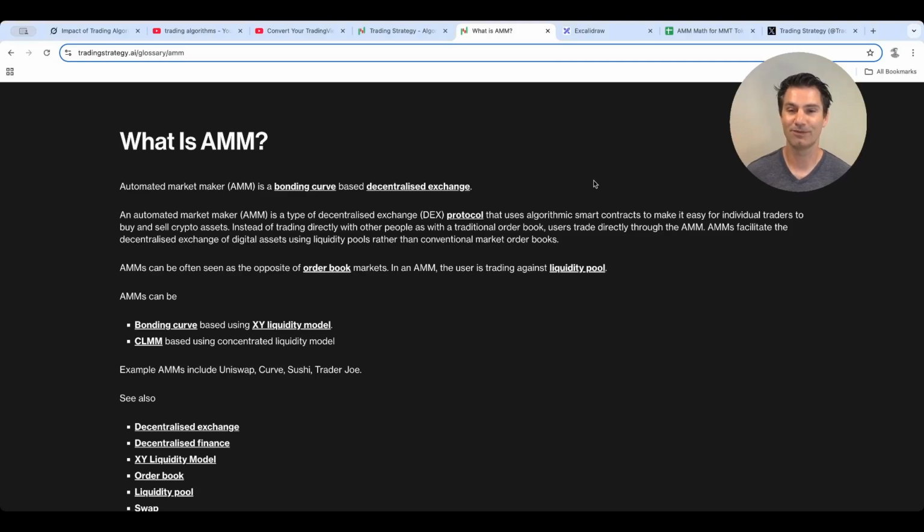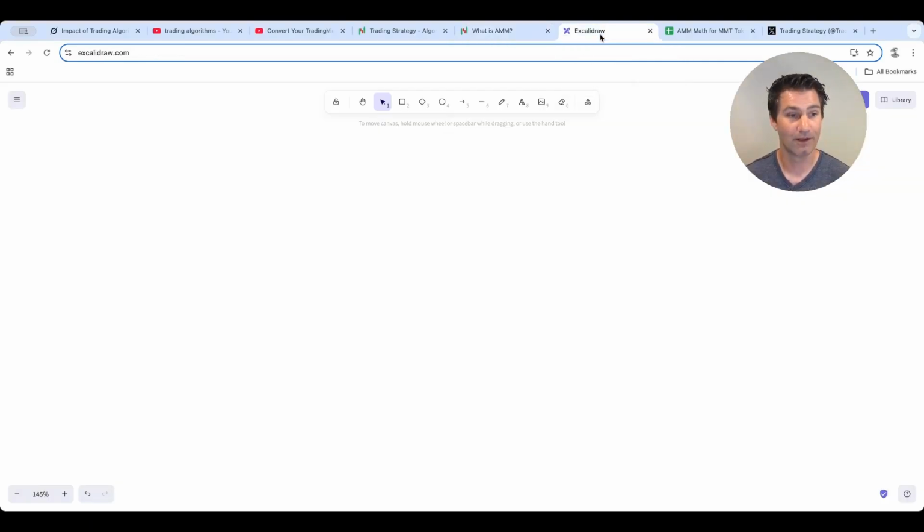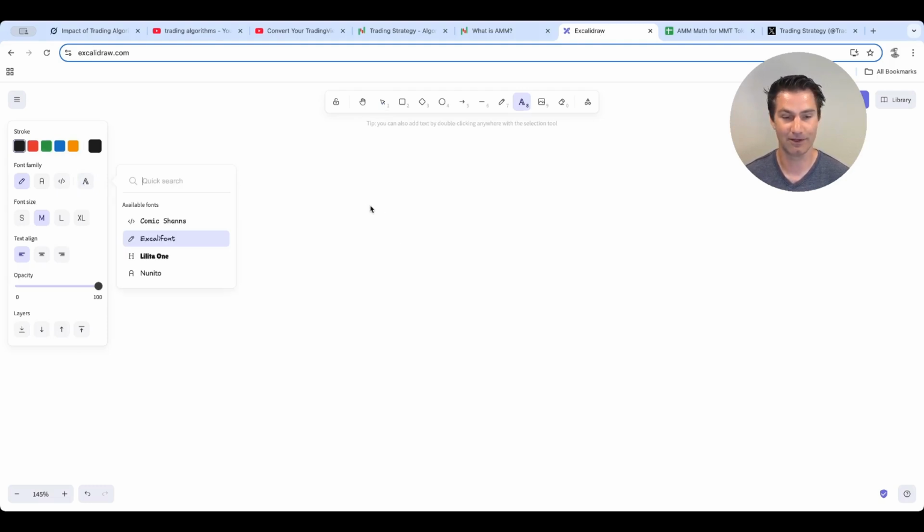Okay, so let's hop over to Excalidraw, and this is a cool whiteboard site that I have discovered. I tried Lucid Spark for this exercise and it wasn't quite right. So let's try Excalidraw and see how this goes. Okay, so what are we talking about here? We're talking about an AMM liquidity pool.